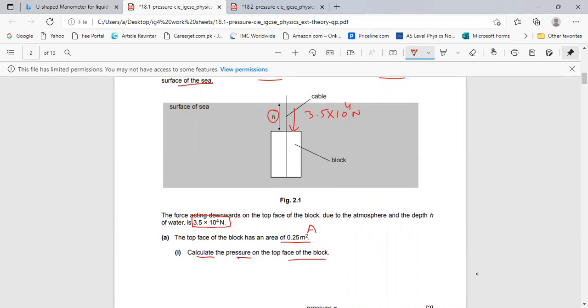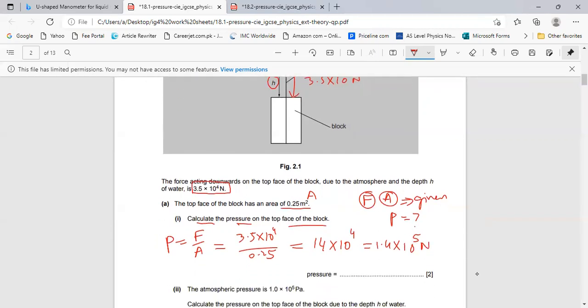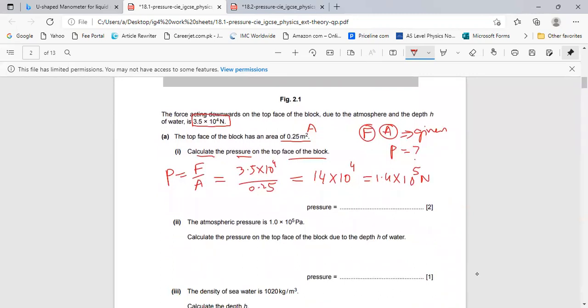Calculate the pressure on top of the block. That's quite simple. They gave you force and area, and they demand pressure from you. Pressure is force over area, and the force is 3.5 times 10 to the power 4, and the area is 0.25. So you'll get the answer, which will be 14 times 10 to the power 4, or 1.4 times 10 to the power 5 Pascal. That's the answer.